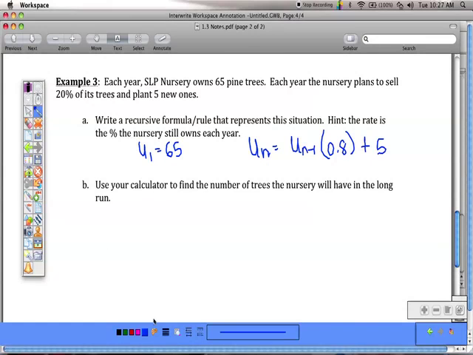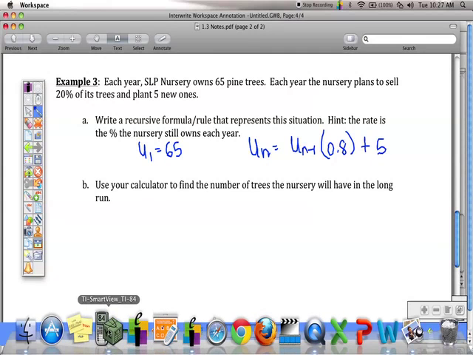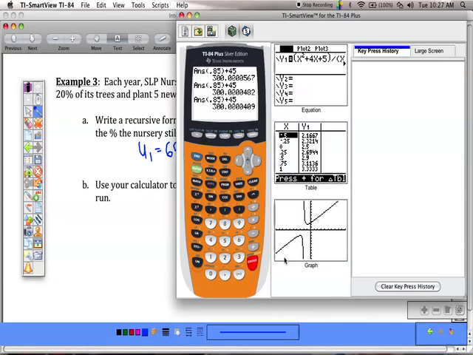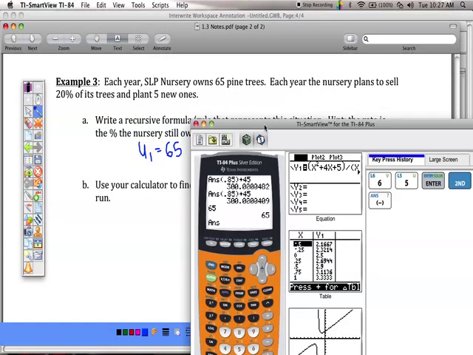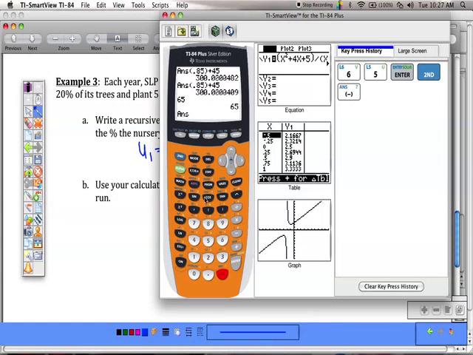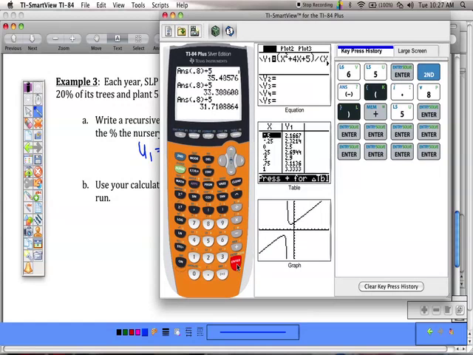Use your calculator to find the number of trees you will have in the long run. Okay, so let's go to our calculator. Type in our first term. So our first term is 65. And type in your equation right here. So it's going to be 80% of the last answer plus 5. And again, every time you hit enter, it's another year. Just keep hitting enter and see if there's a limit. So that does it for the notes on limits.